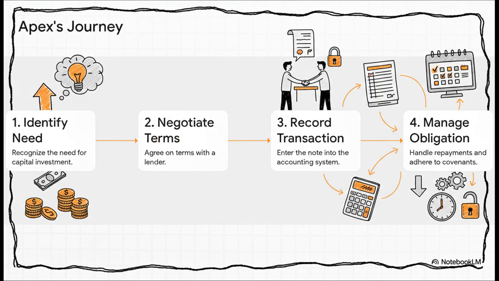So we're going to follow Apex through these four critical steps. And I want you to see this not just as an accounting process, but as the entire life cycle of a major business decision from a manager's perspective. It starts with identifying the need, then negotiating the best possible terms, then recording it correctly, and finally, the long-term job of managing the repayments and staying compliant with those all-important covenants.